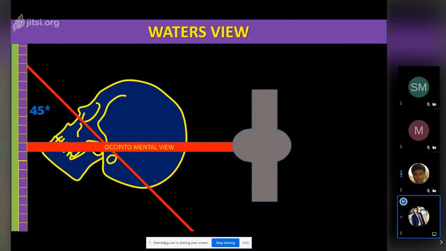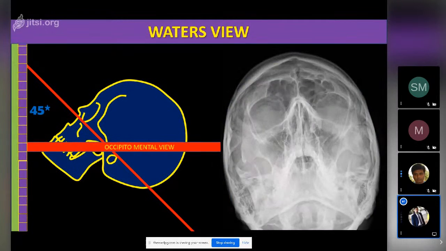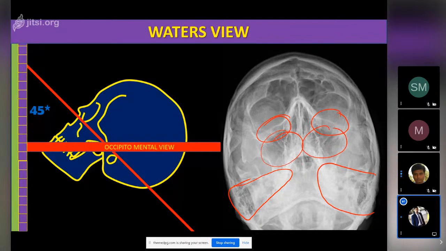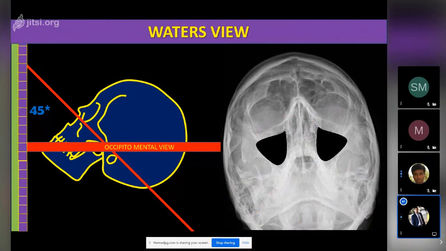What is the advantage? Here the petrous apex is pushed down. So this is where the petrous apex is pushed down, and we can see the inferior floor of the orbit very clearly. We can see the maxillary sinus very clearly. So it is very useful to see the maxillary sinus and the floor of the orbit.